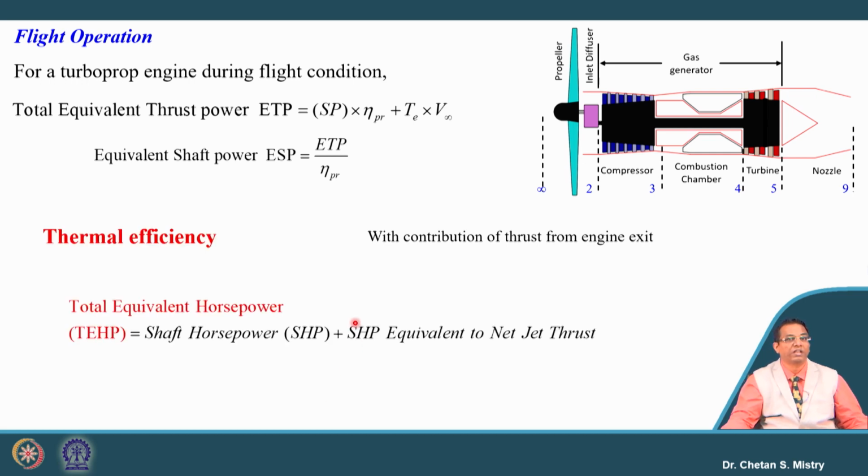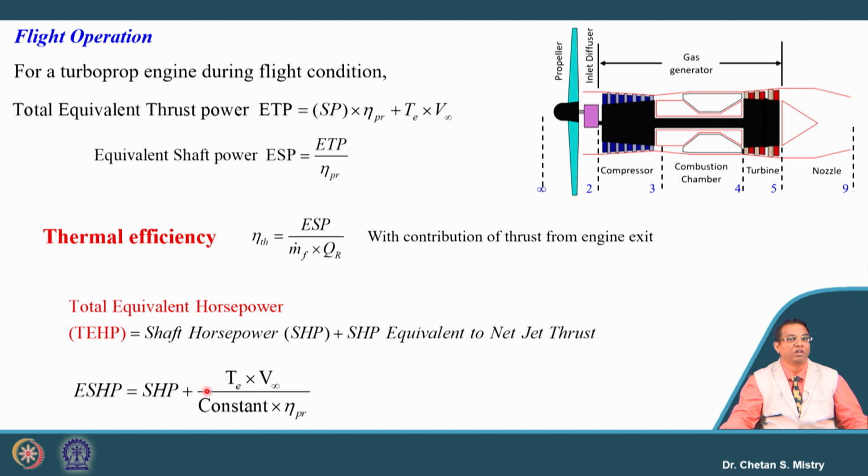Here we have the term called thermal efficiency. If we are taking the contribution because of equivalent thrust power, then we need to calculate the thermal efficiency not based on shaft power, but we need to consider equivalent shaft power. Do not get confused here. It's specifically mentioned that if we have the contribution because of engine exit, or the thrust is generated by engine exit or by the nozzle also, then in place of shaft power we need to take equivalent shaft power divided by mf into qr.